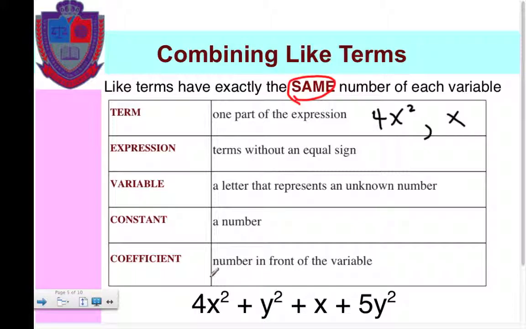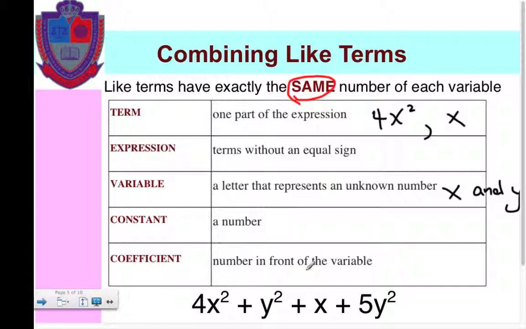Just on a side note, remember the difference between an expression and an equation is that an equation has an equal sign, an expression does not. Variable. A variable is a letter that represents an unknown number. So in this example at the bottom, we have two variables. We have x and we have y.